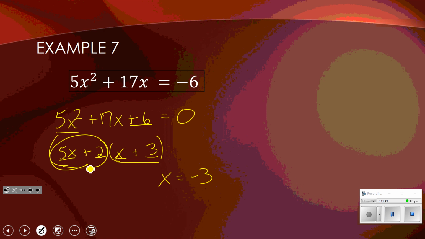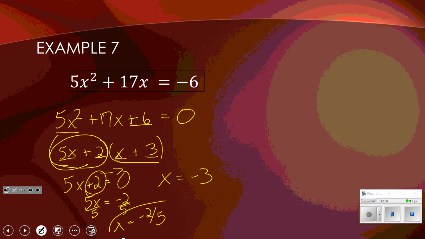At this point in time, you take both your factors and you set them equal to 0 and you solve them. So I would set this 5x plus 2 equal to 0 and I'm going to solve it. I'm going to move the 2 over and make that -2. Then I'm going to divide by 5. So x is going to be equal to -2/5. So it's a fraction as your answer.